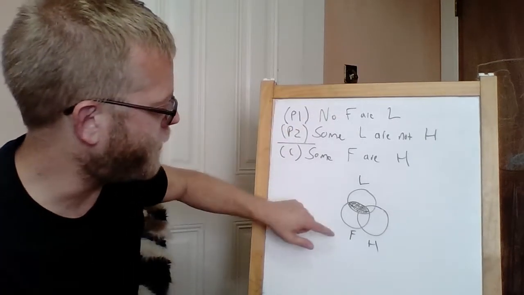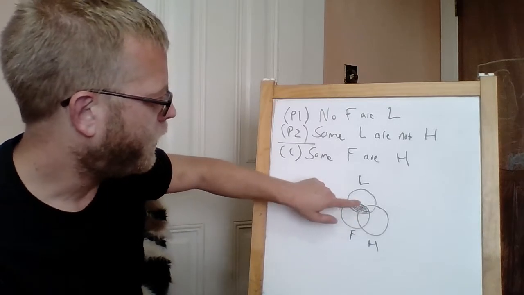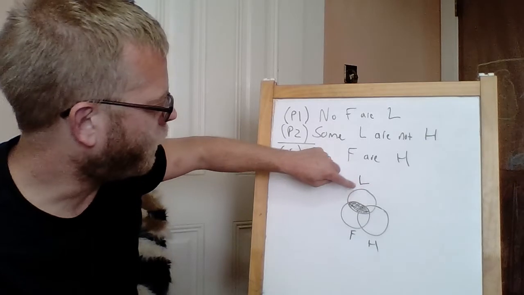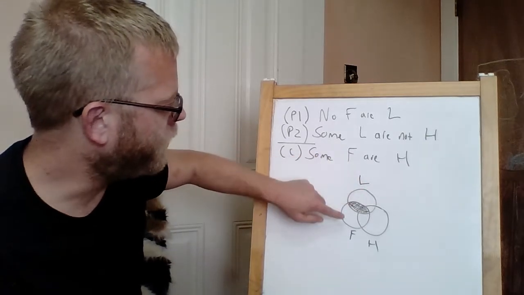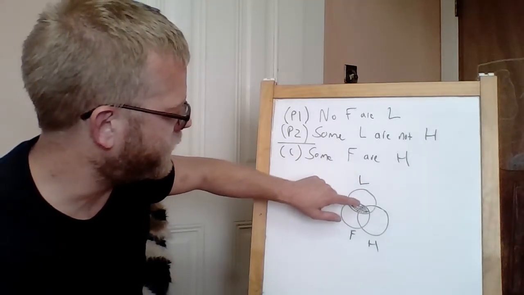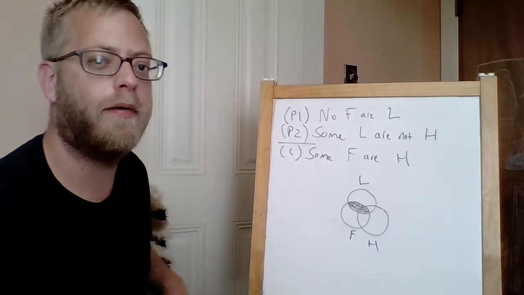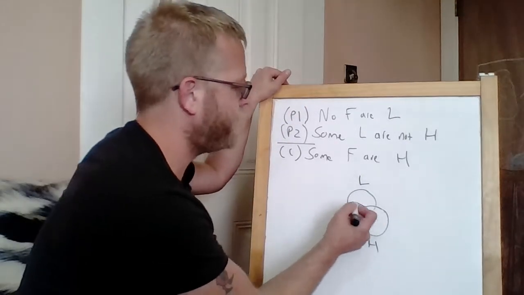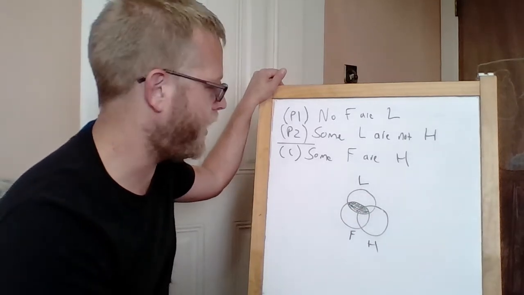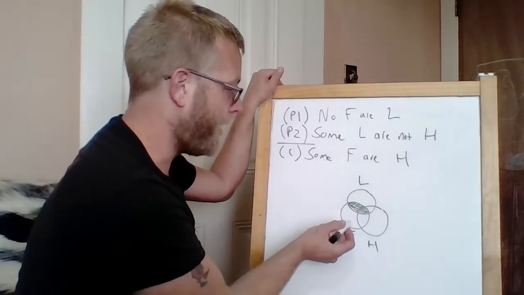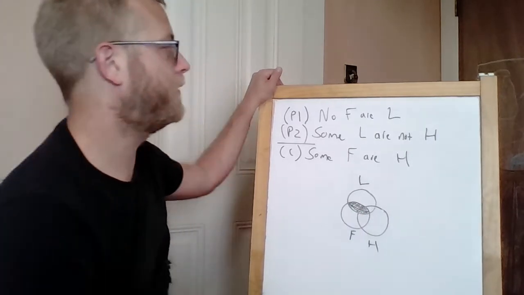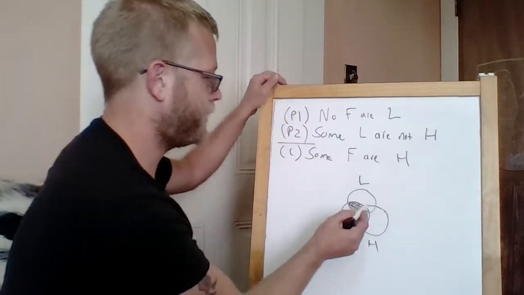So if that's what you're imagining, imagine that this is people under 21 and this is legal beer drinkers. You're not going to find any of these members in this group right here. That's what No F are L means. So that's why this overlap is just all blacked out. There's nothing in there. There may be F's and there may be L's, but there are no F's that are also L's. No F are L means all blacked out.